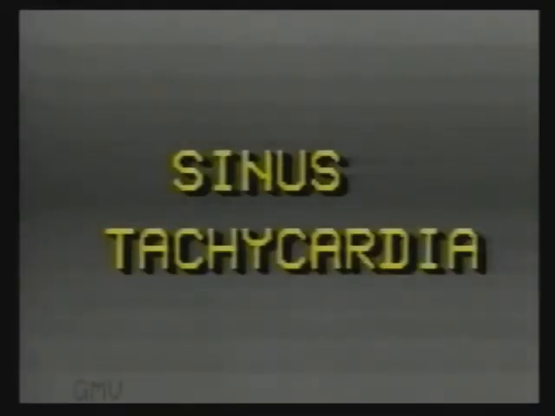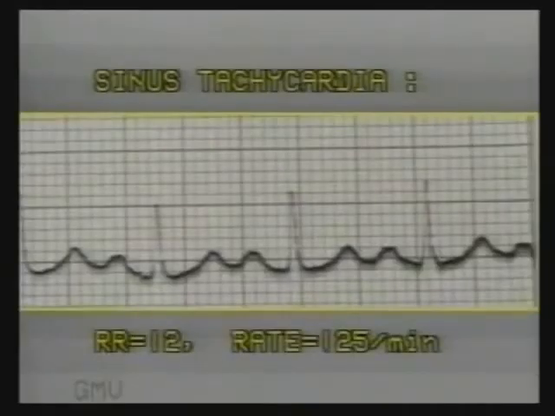Sinus tachycardia. If the sinus rate is above 100 per minute and up to 150 per minute, it is termed as sinus tachycardia. In this ECG, the RR interval is 12 millimeters, so the heart rate is 125 per minute. The T wave and the next P wave are seen very close together.